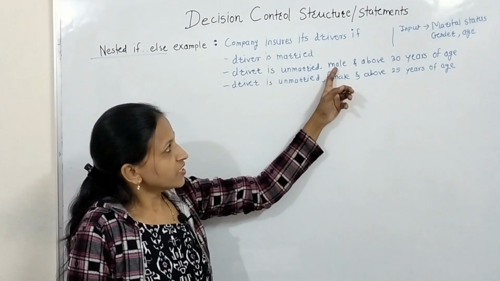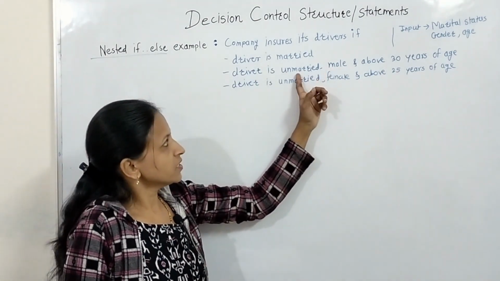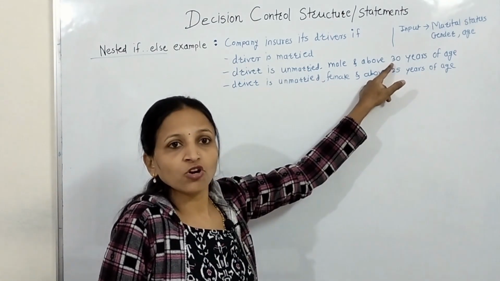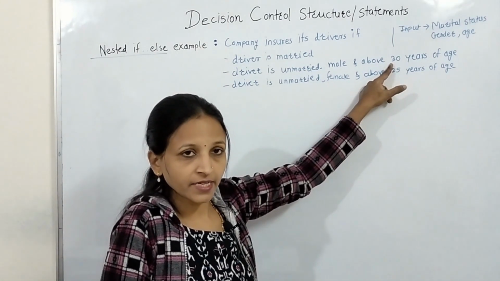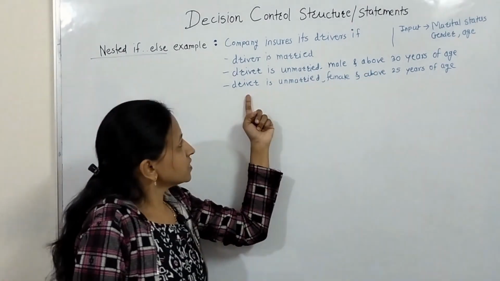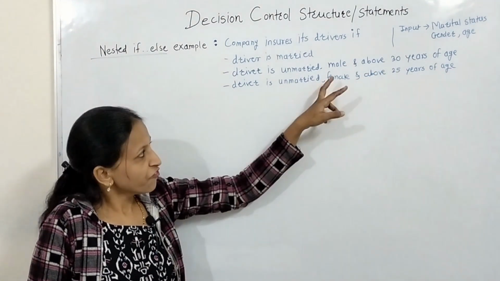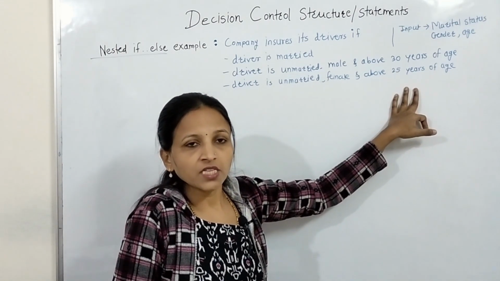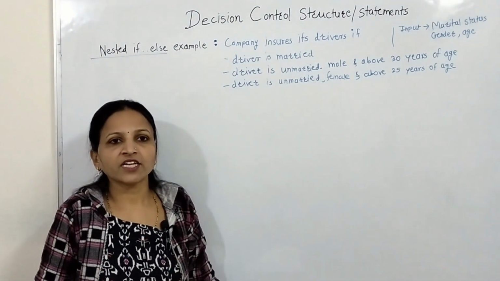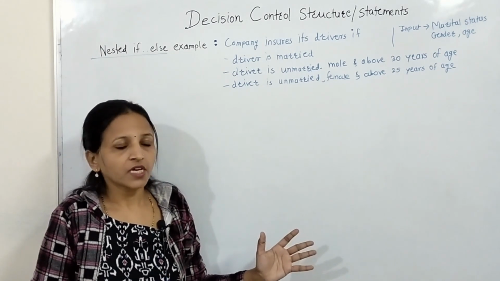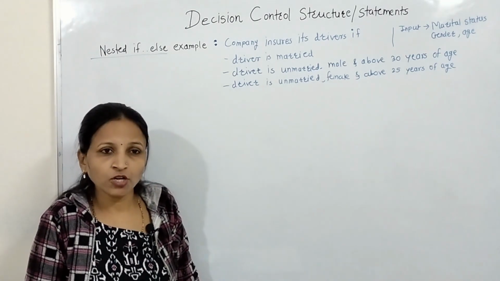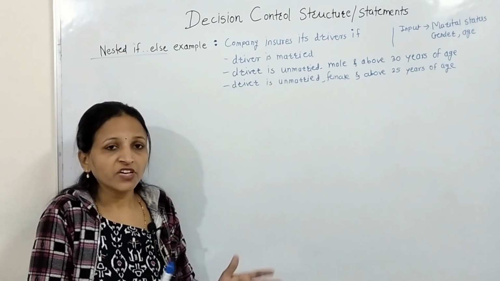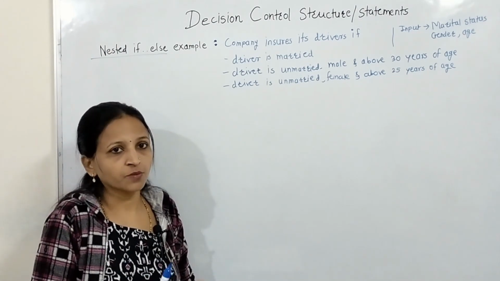If the driver is male, unmarried, but his age is less than 30 years, then the company will not provide insurance in that case. Now next, if the driver is unmarried, female, and age is above 25 years, then the company will provide insurance to that driver. In all other cases the company will not provide insurance.